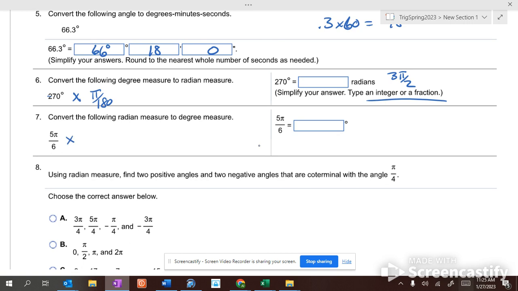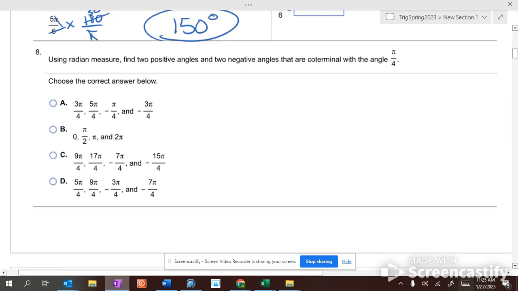Okay, 5 pi over 6. Now we're converting to degrees, so we multiply by 180 over pi. Pi's cancel. 180 and 6 is 30, so it's 150 degrees. Or you just look at your unit circle and find 5 pi over 6 and go 150 degrees.